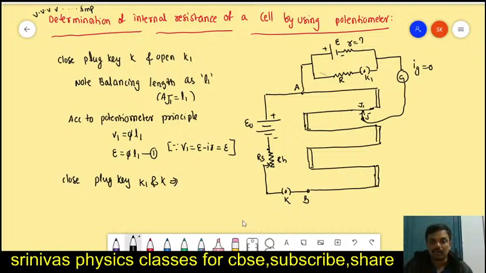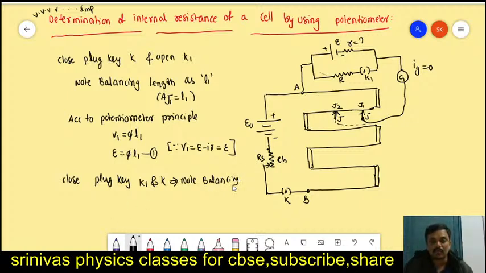Then what you have to do? Again follow the same procedure. Note the balancing length as L2. Following the same procedure means pressing the jockey at various points until the galvanometer's deflection becomes 0. For example, at this location, if the galvanometer shows 0 deflection, you take this location as J2, and note the balancing length from A to J2.